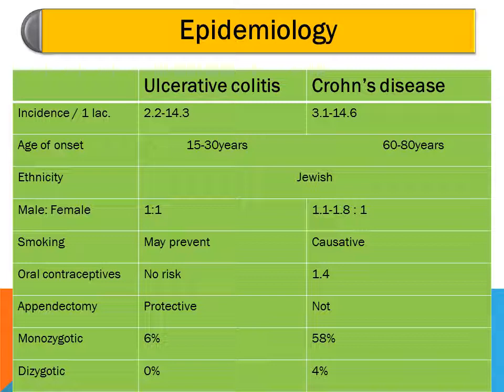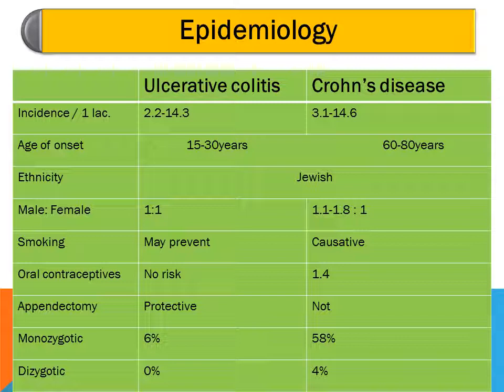Epidemiologically, the incidence per 100,000 of ulcerative colitis is 2.2 to 14.3, while Crohn disease is 3.1 to 14.6. Age of onset in ulcerative colitis is usually younger patients, 15 to 30 years, while in Crohn disease it is 60 to 80 years. Jews have more inflammatory bowel disease. Male to female ratio shows no big difference, but Crohn disease is slightly more in females.